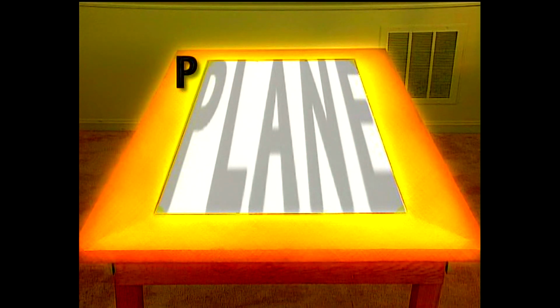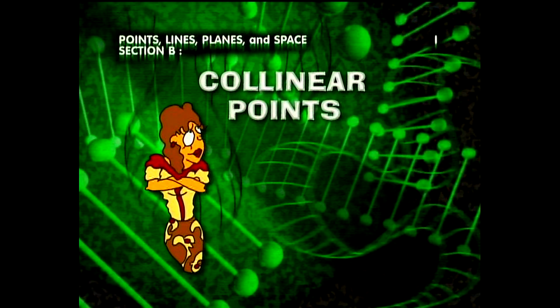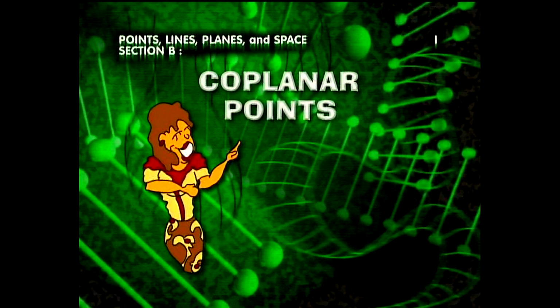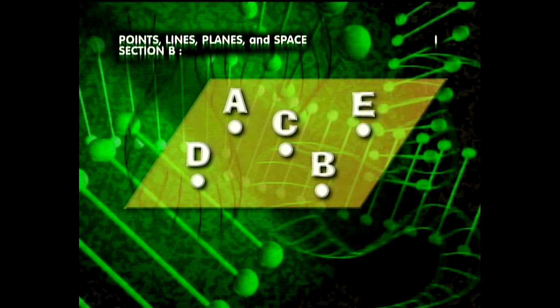All the stuff we've talked about so far, points, lines, rays, and segments, all exist in a plane somewhere. Remember collinear points? Well, now we have coplanar points. These are points that lie in the same plane. Points A, B, C, D, and E are all coplanar points in plane P.